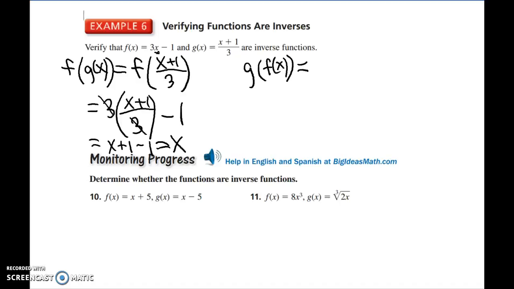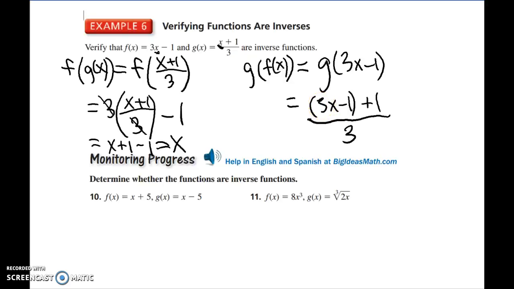Now let's try the other way. We're going to do g of 3x minus 1. So that's going to be put 3x minus 1 in place of the x here. So I'm going to have 3x minus 1 plus 1 all divided by 3. This minus 1 and plus 1 will cancel out, and I'm left with 3x over 3. What does that simplify to? Yeah, just x. So this is what we want, so we can say, yes, they're inverses of each other.